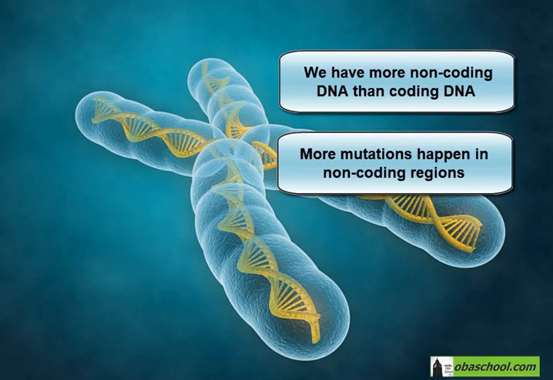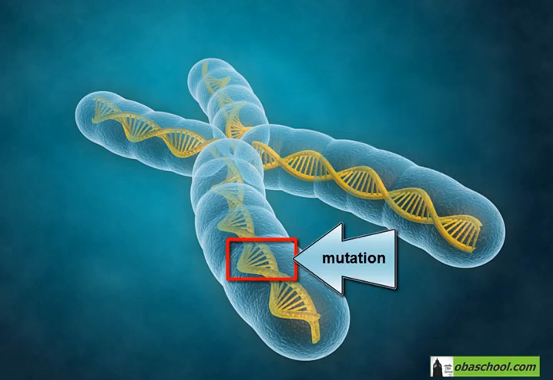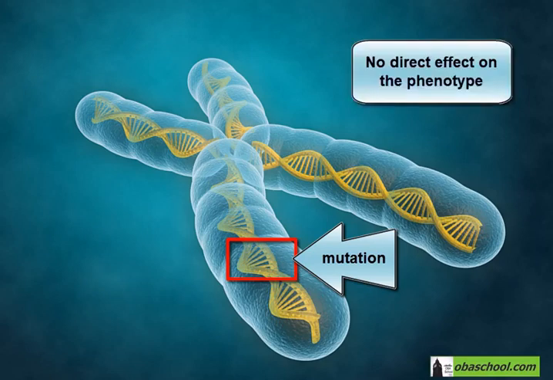But these regions do not code for a product, so what happens if mutations happen in them? When mutations take place in the non-coding DNA, it does not directly affect the phenotype because this is non-coding DNA. It's not going to code for a protein that is going to look different if there's a mutation. So how do we know there's a mutation?